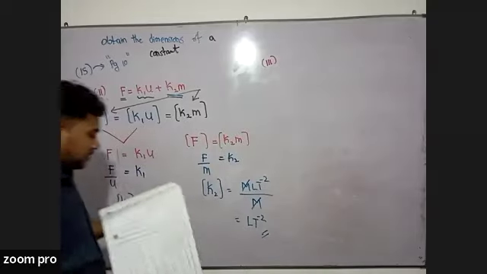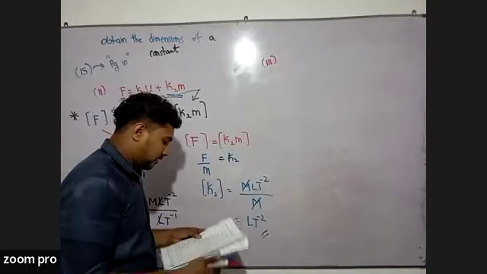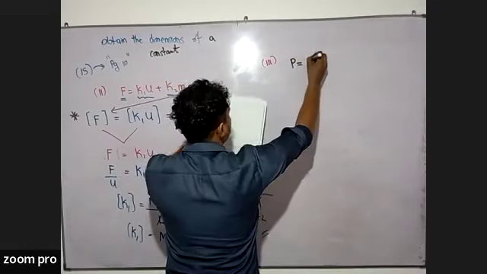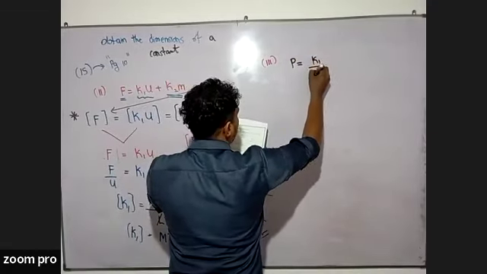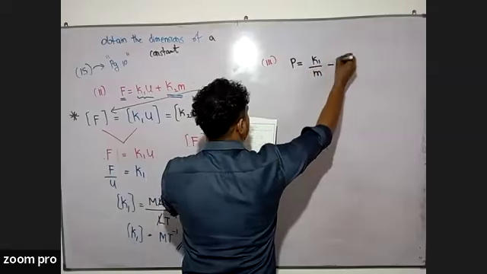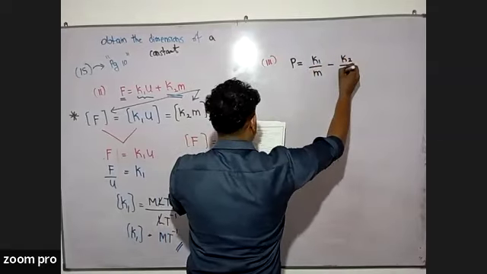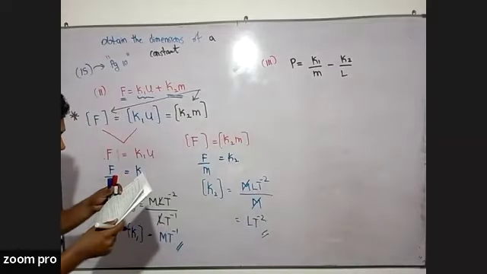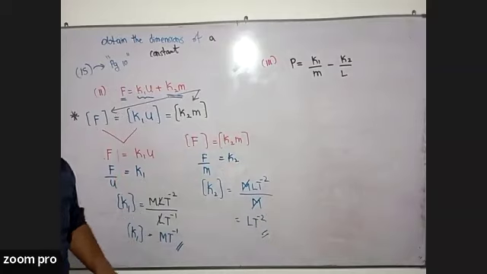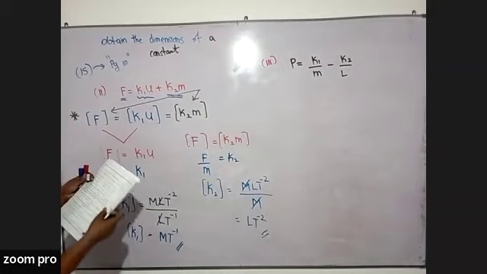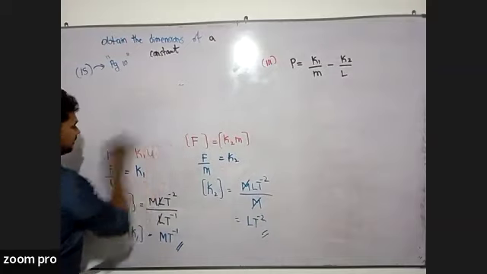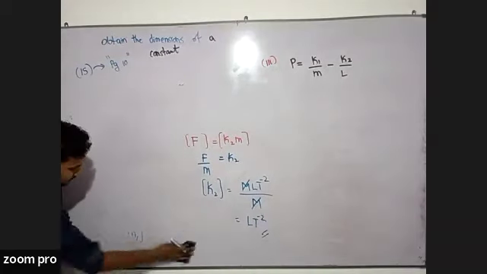Right. So let's go through the answer. Now here, this is the given equation. P equal to k1 over m minus k2 over l. Right. Guys, if you complete this one, just move on to the fourth question, right? Just move on to the fourth Roman number, right?